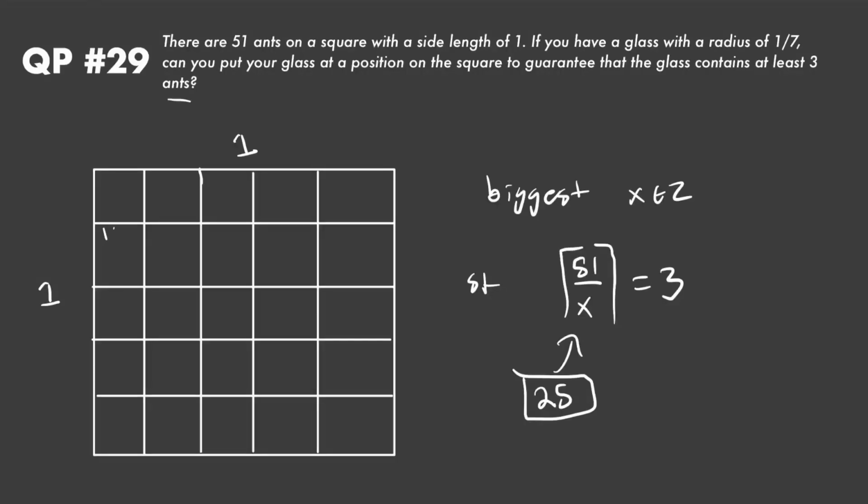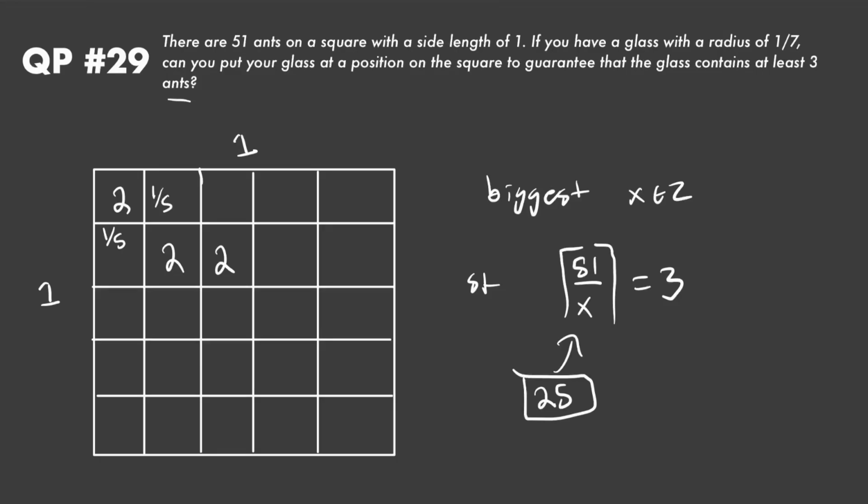So now we have a bunch of smaller squares, right, all with side lengths of 1/5. And we know that this partition is the smallest that we can go with the size of our subgroups while still guaranteeing at least 3 ants in at least one of these squares. And that's just because even if I have a distribution where every square has 2 ants, well, now I've only used 50 ants, right? 25 times 2. So I still have one more ant to place in one of these squares, and whichever square I place it in will have at least 3 ants.